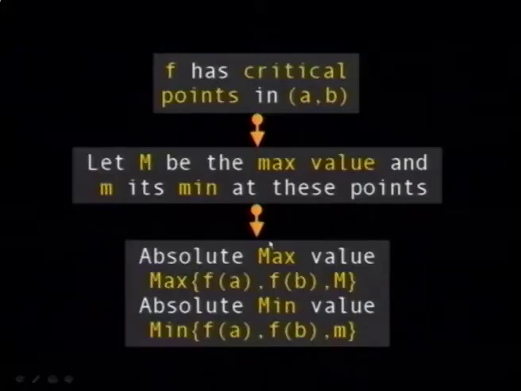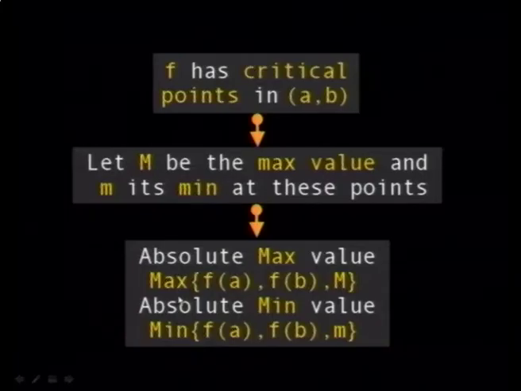So for the absolute maximum, you compare: it will be the maximum among the maximum value of all the local extrema, which is M, or one of the values f of A or f of B. In other words, you take the maximum among the three choices, f of A, f of B, and capital M, and for the absolute minimum, small m, f of A and f of B.